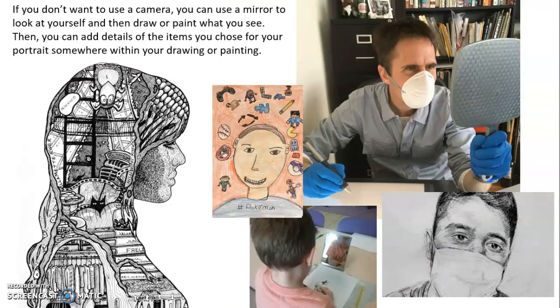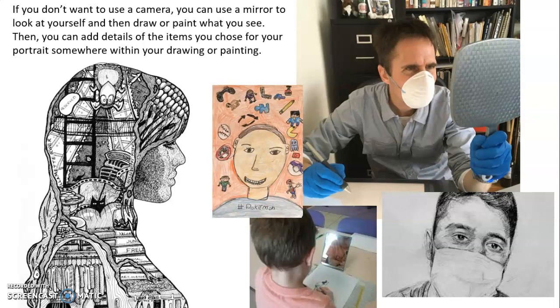If you're not feeling the photography aspect of the self-portrait, you could always use more traditional art practices like drawing or painting a picture of yourself. You can accomplish this by looking at yourself in a mirror and drawing exactly what you see. After you draw you, you can start to look closely at the items you picked and find a way to incorporate them into your drawing. Maybe you draw them around the outside of your self-portrait.